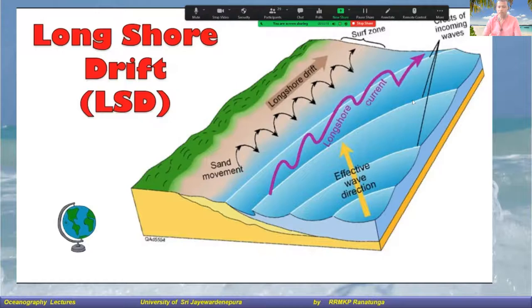Right? Now you can experience this if you put a bowl or something, or even a slipper, in the water here, and you can see how it moves over time.